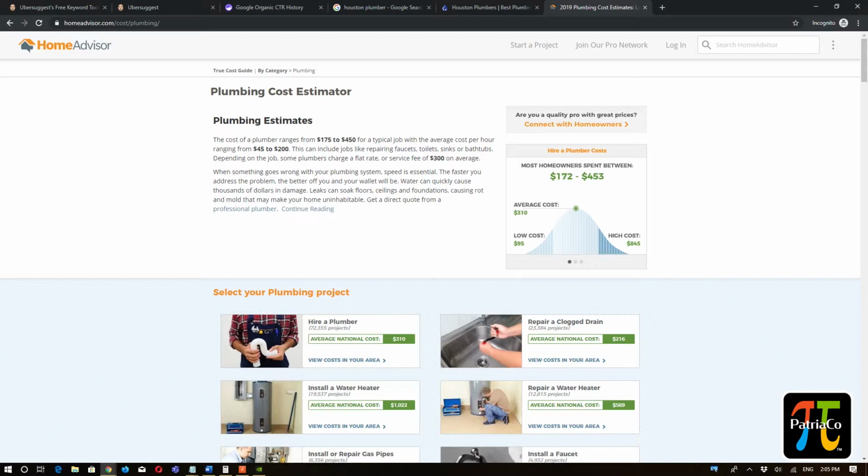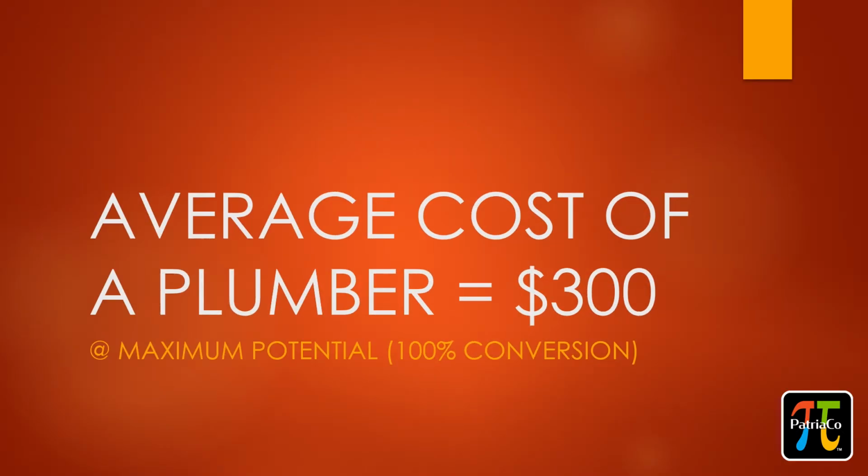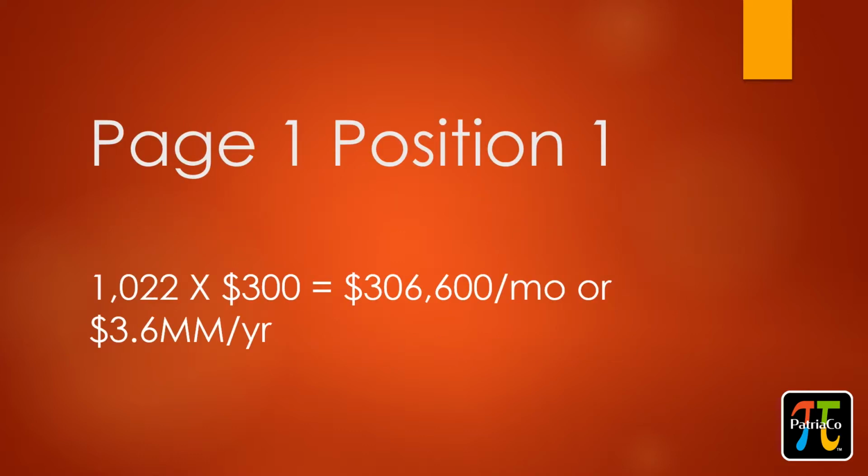So if we use this number just as a baseline, then what we're going to come up with, if we have a 100% conversion rate, again, we can't really expect a 100% conversion rate, but it's a good place to just know what the maximum potential is of our website. If we're in position 1 on page 1, we take those 1,022 leads and multiply it by $300, and that's $3.6 million per year. It's not a shabby business.